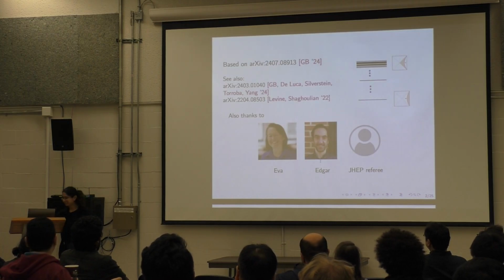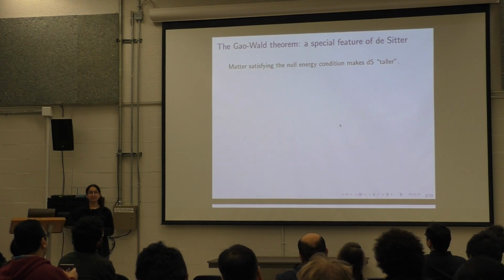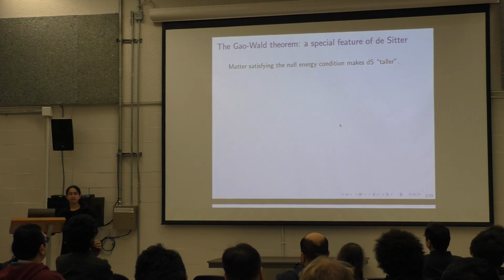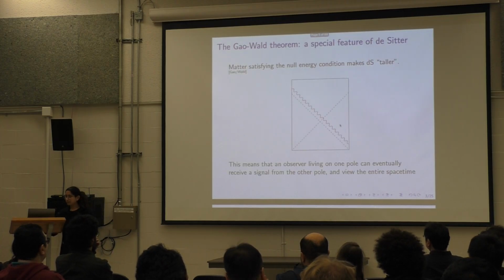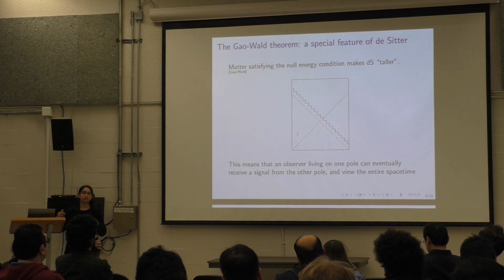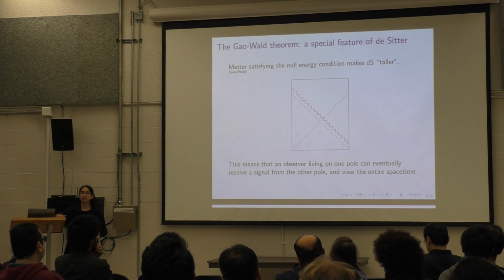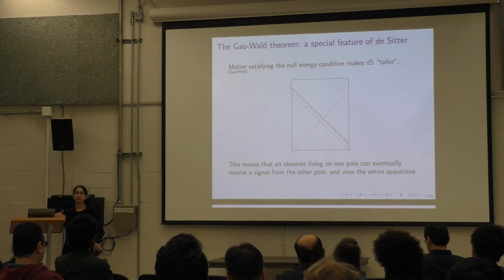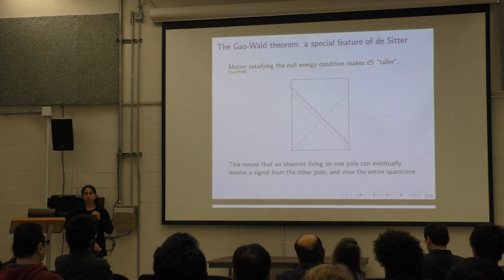Okay, so I'll just start by introducing what exactly the Gao-Wald theorem is. Stated most simply, the Gao-Wald theorem states that matter that satisfies the null energy condition makes the de Sitter taller. What this means is that an observer that lives on one pole of the de Sitter space, for instance this left pole, can eventually receive a signal from the other pole and so view the entire space. Over here, this observer cannot receive any signal from the other pole. However, after this time, an observer on the left can receive a signal from the other pole of the de Sitter space.